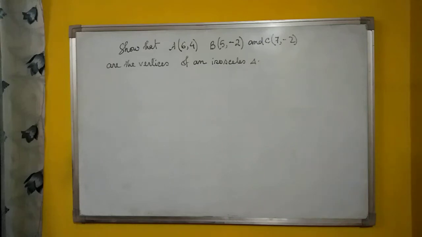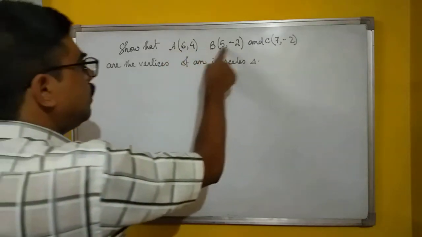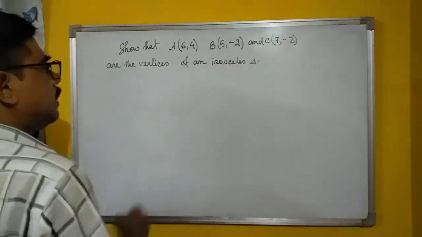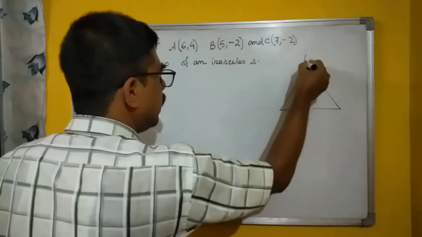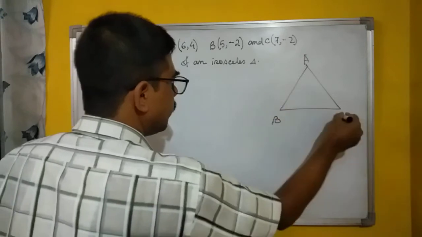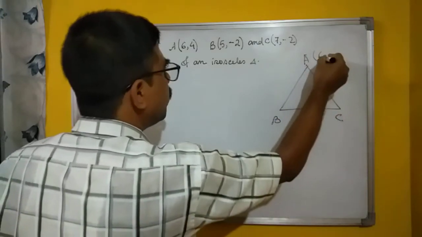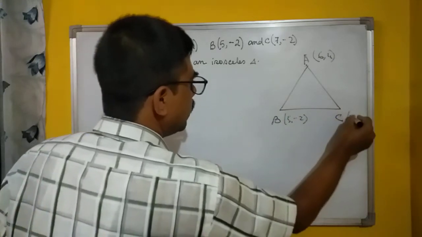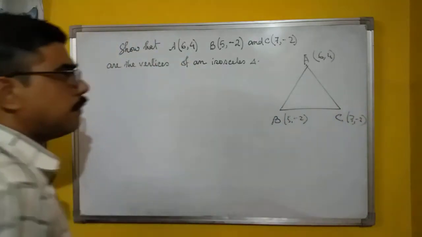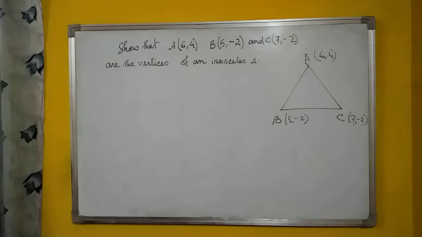Next sum: show that A, B, C are the vertices of an isosceles triangle. Suppose A, B, C are the vertices (6, 4), (5, -2) and (7, -2). Are these the vertices of an isosceles triangle? We have to show it.